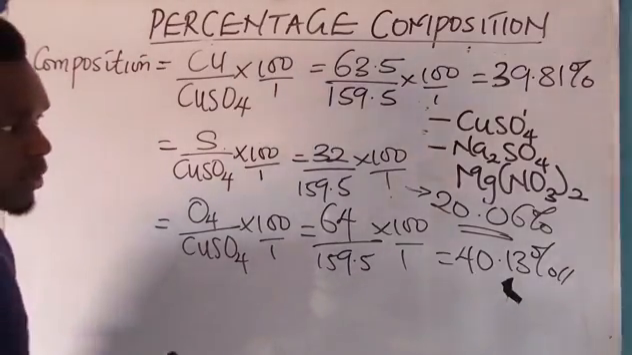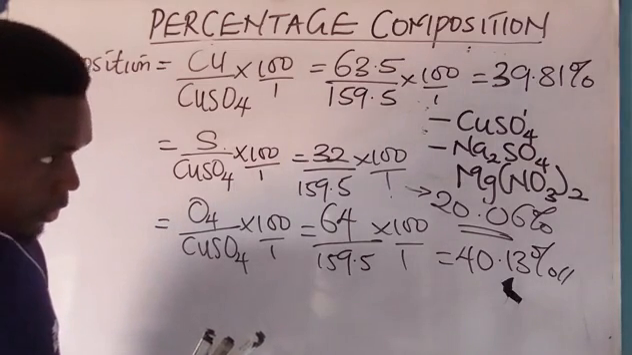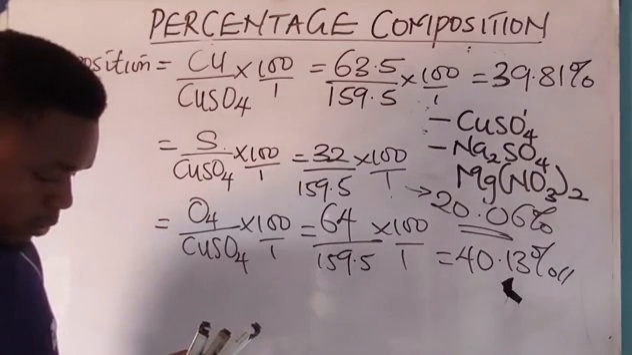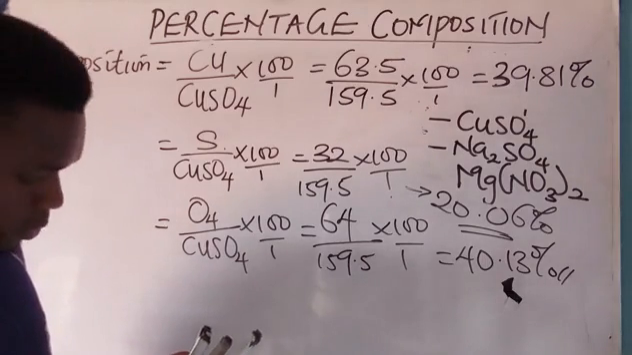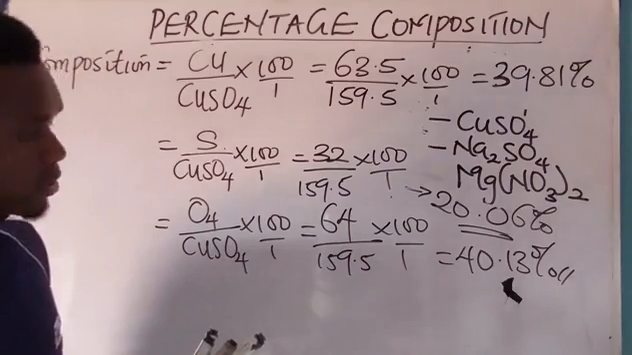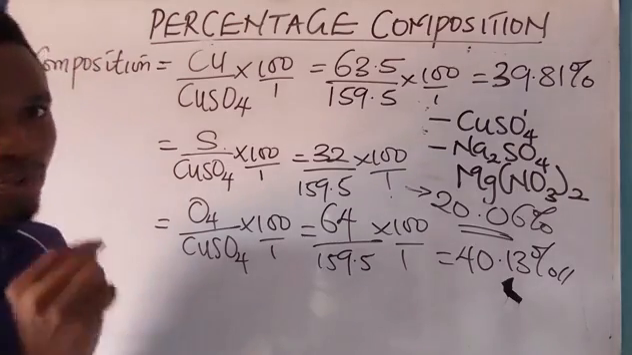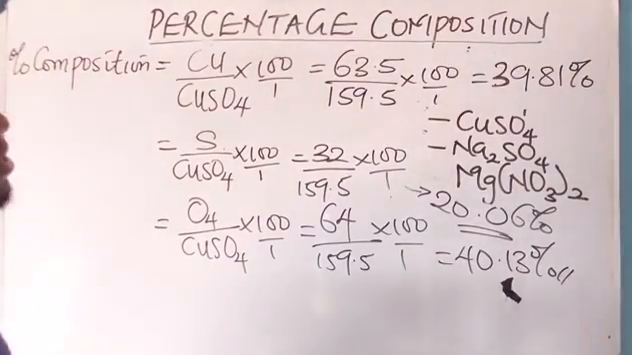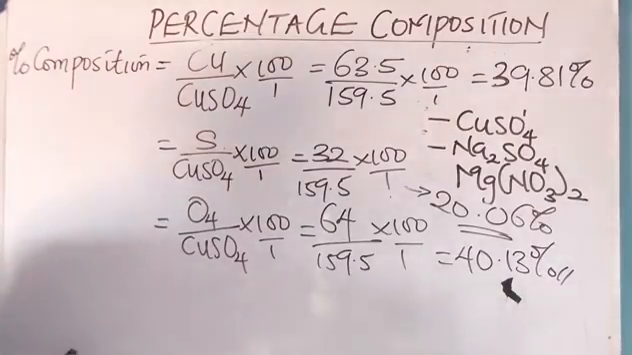So let's sum everything together. We have 40.13 plus 20.06 plus 39.81, 100 on the dot. You see, it is very correct. 100 on the dot. Take note of that.